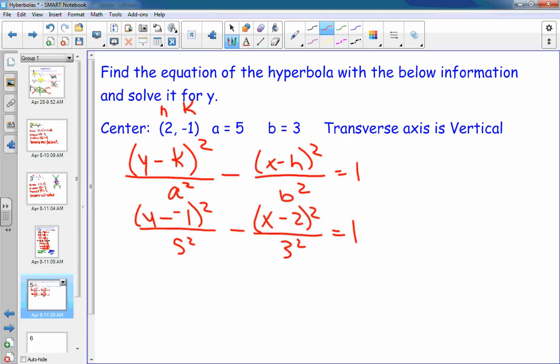Do we have any questions over hyperbolas? And what I expect out of you on tonight's homework? Okay, excellent. Yeah, you got homework over this.